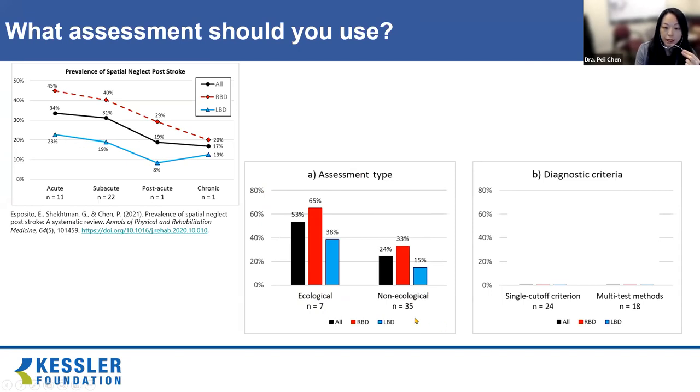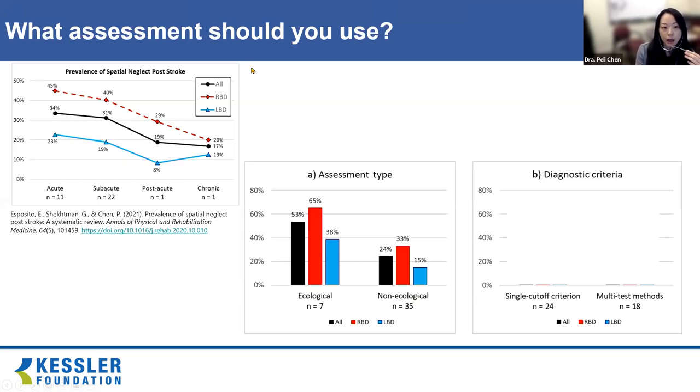The reason being that most non-ecological tests are only in one space, only in the so-called peripersonal, within arm's reach space, and mostly focusing on the visual domain. Right? But ecological functional assessment is in daily life. There are so many different things happening in daily life. And so it's more sensitive to capture the different symptoms and the complexity of spatial neglect.